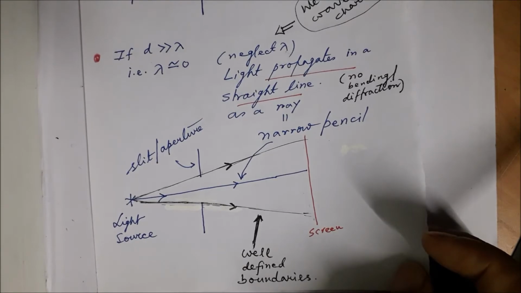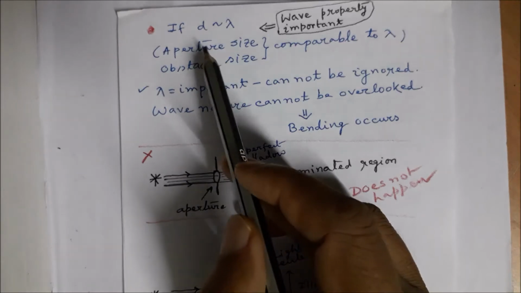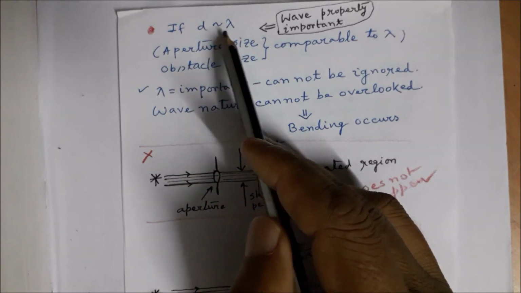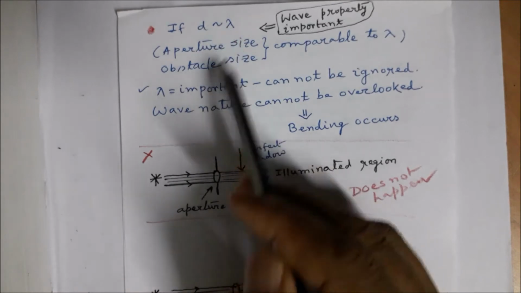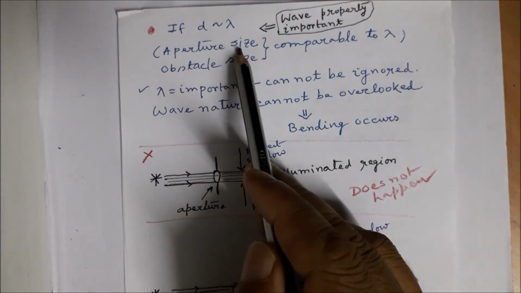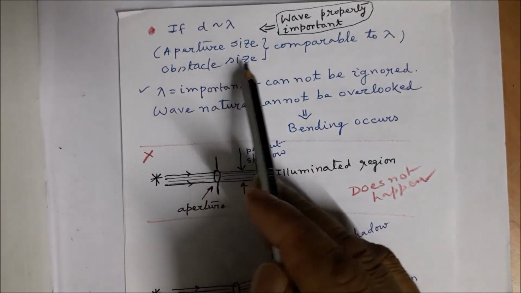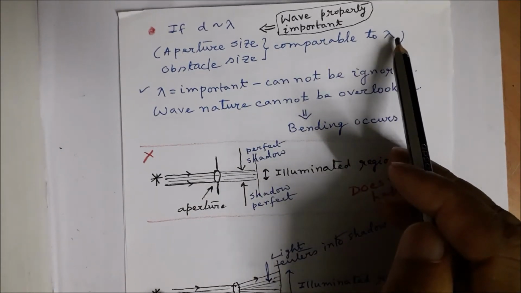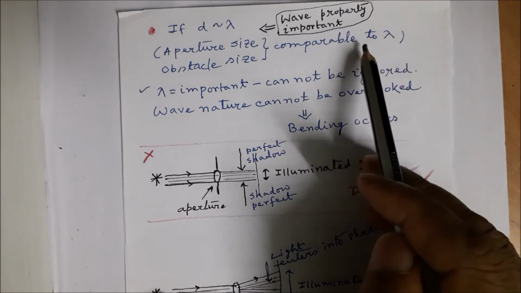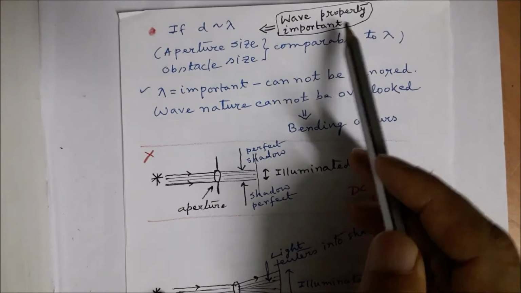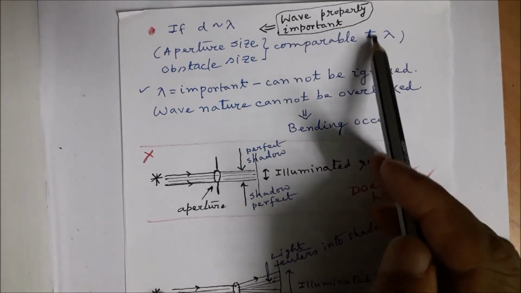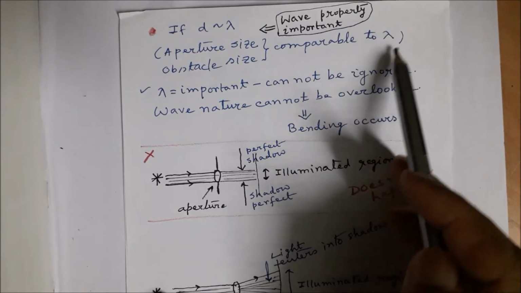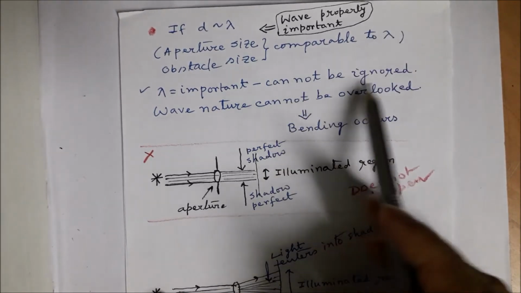But if it so happens that d and lambda are of the same order, that is aperture size or obstacle size is comparable to the wavelength lambda. In other words, wave property is important now because now lambda has to be respected. Lambda is important now, it cannot be ignored.